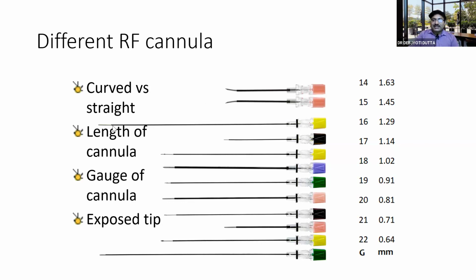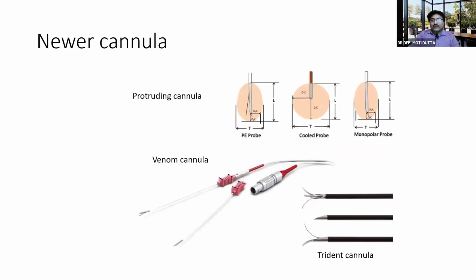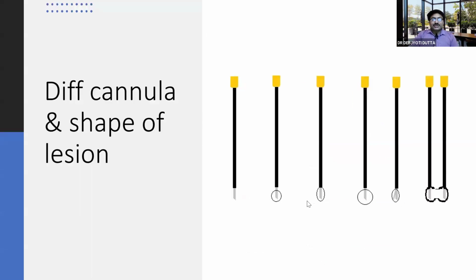And some are straight, some are curved. Curved is a little bit easier to maneuver, so most people use the curved one. These are the newer cannulas. I think this is not required for the basic course.